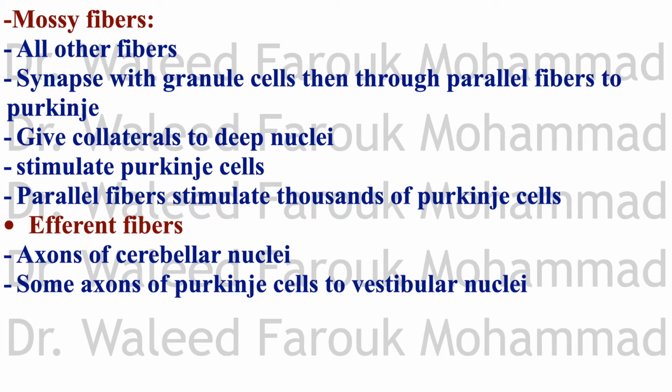What else? We have mossy fibers. All other tracts entering the cerebellum are called mossy fibers. They synapse with the granule cells, then through the parallel fibers of the granule cells to the dendrites of Purkinje. So more or less they affect the function of the Purkinje. They give collaterals to deep cerebellar nuclei as a feedback and stimulate Purkinje cells. Parallel fibers, why are they parallel? To anastomose with as many Purkinje cells as possible. So parallel fibers stimulate thousands of Purkinje cells.